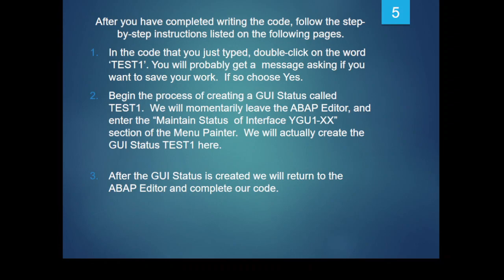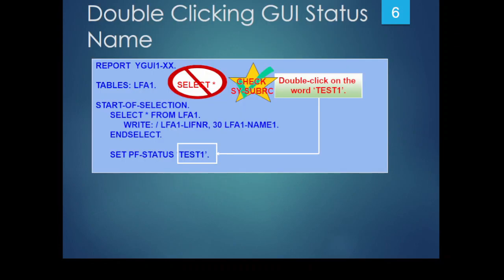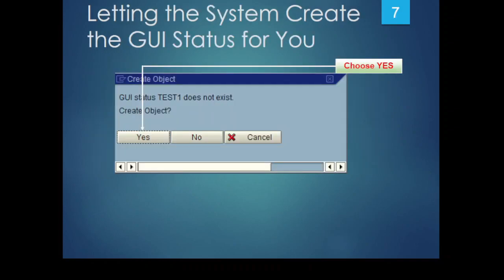Then in the next step, we are creating a GUI status called TEST1. We will momentarily leave the ABAP editor and enter the Maintain Status of Interface YGUI1 section of the Menu Painter. We will actually create the GUI status TEST1 here. After the GUI status is created, we will return to the ABAP editor and complete our code. So by double clicking the GUI status name, we will move forward to this screen.